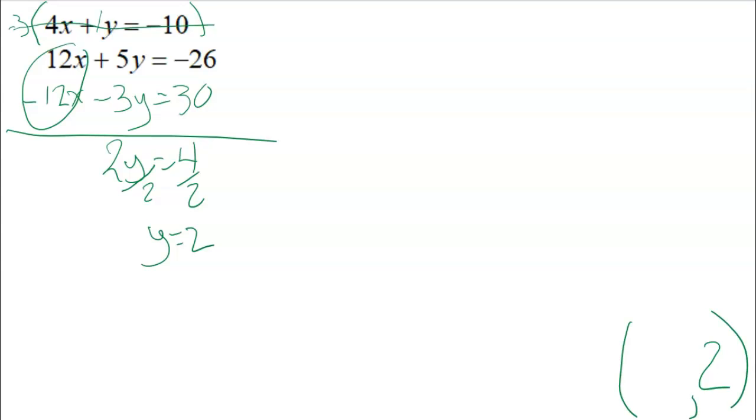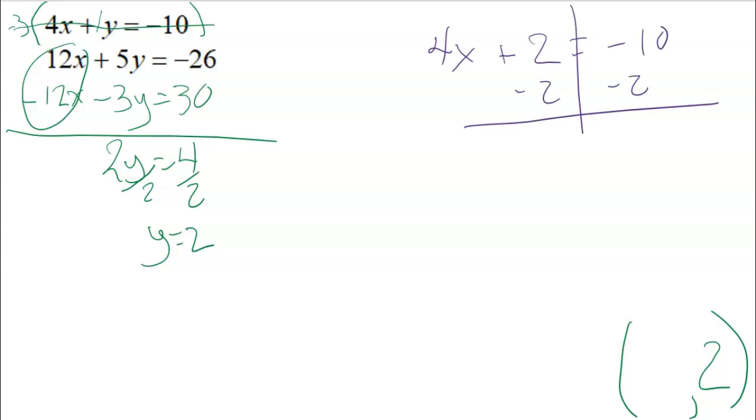What's x? If we go back up here, let's change colors again. We can go 4x plus, let's see, y is 2. 2 equals -10. Okay, minus 2, minus 2. 4x equals -12. Divide by 4, divide by 4. x equals -3.